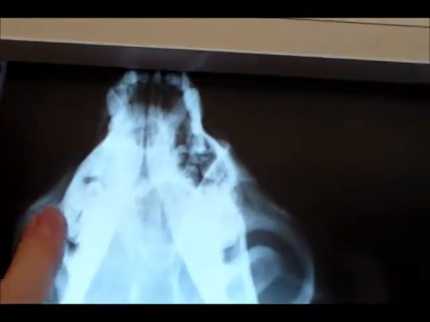So here's your VD. You have your marker right up here in this corner. So this will be the patient's left side. Patient right side, patient left side, cranial, caudal.